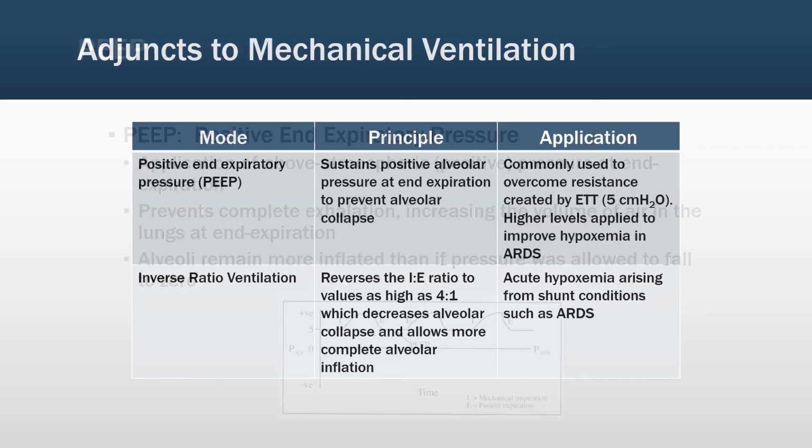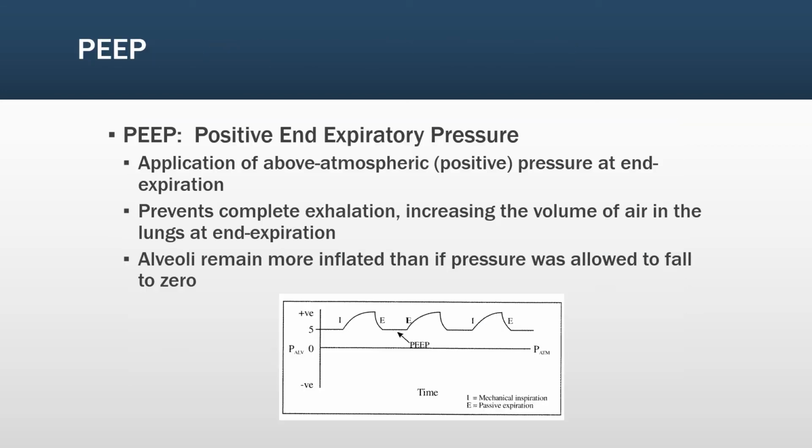So PEEP is the application of above atmospheric positive pressure at end expiration. It prevents complete exhalation, increasing the volume of air in the lungs at end expiration. And the alveoli remain more inflated than if pressure was allowed to fall to 0 as we would normally. So you can see in the diagram here that with respect to the curve, it never goes below 5. So it always ends up being a little bit positive.